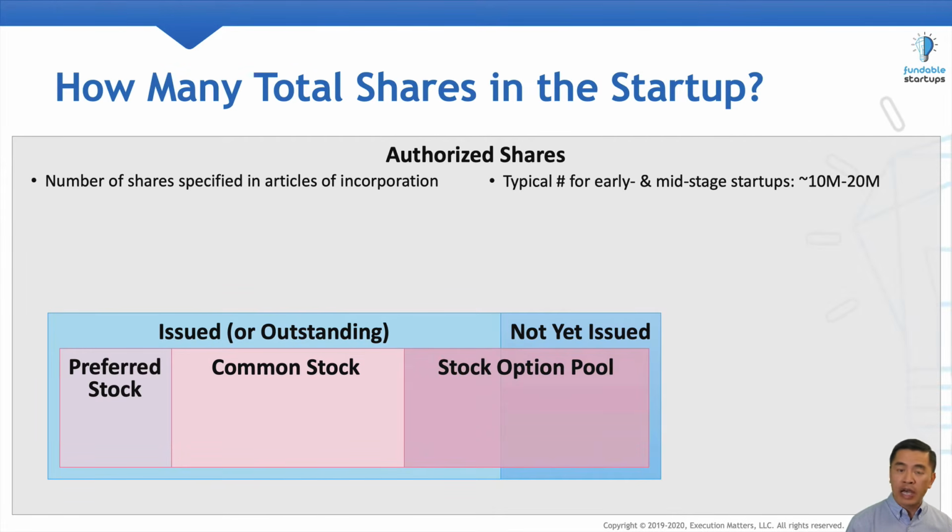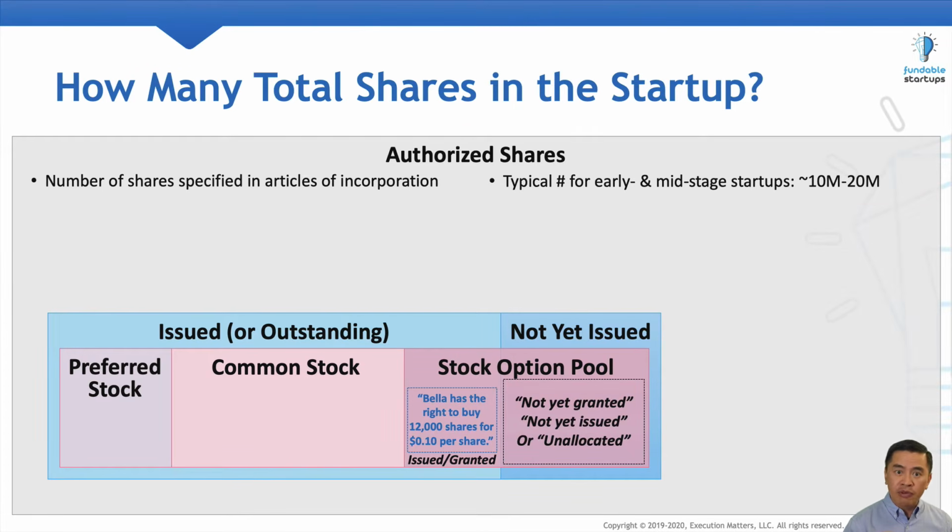Startup companies will also have a stock option pool. Stock allocated to this pool are granted as stock options to the employees. Stock options give the recipient, in this case Bella, the right to buy stock at a specified price. Once the options have been formally granted to Bella, the options are considered issued. The options in the pool that have not yet been granted to anyone are unissued or unallocated.